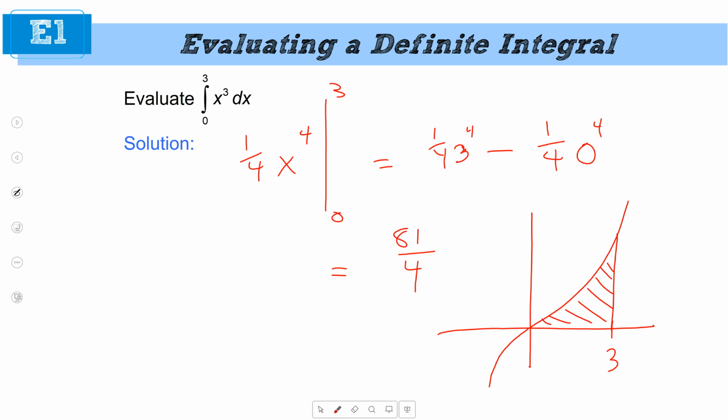Question, sir? Would it be 81 over 16? No. Oh, wait, no, wait, no. It's just the 3 to the 4th bar.